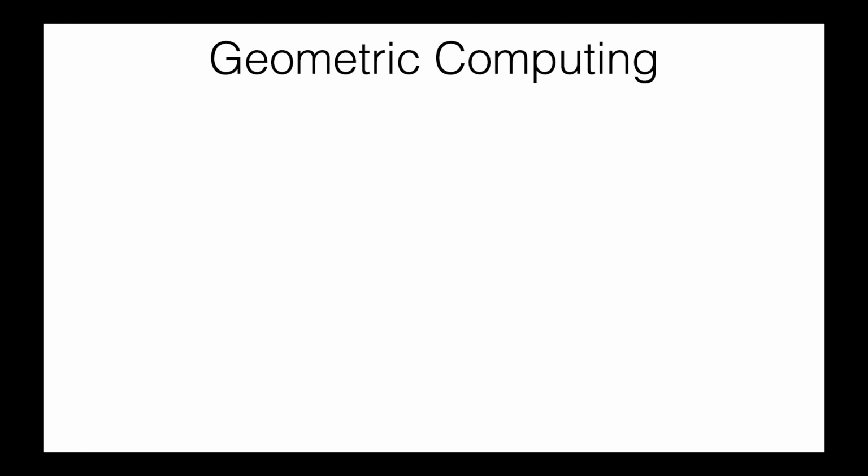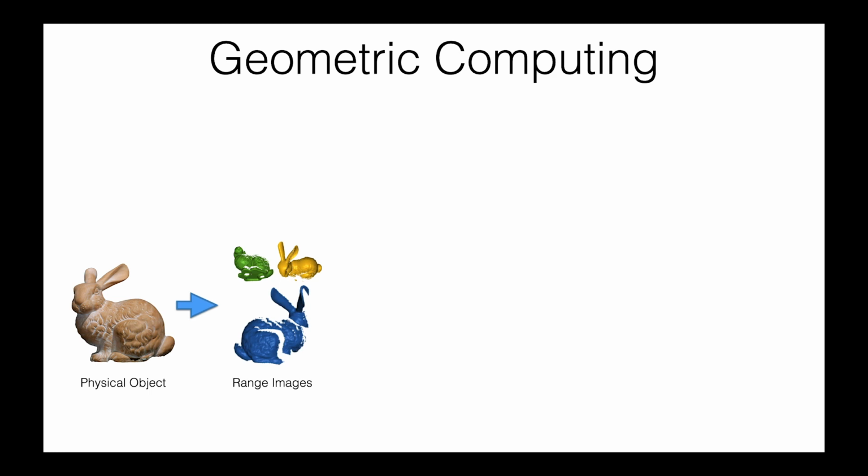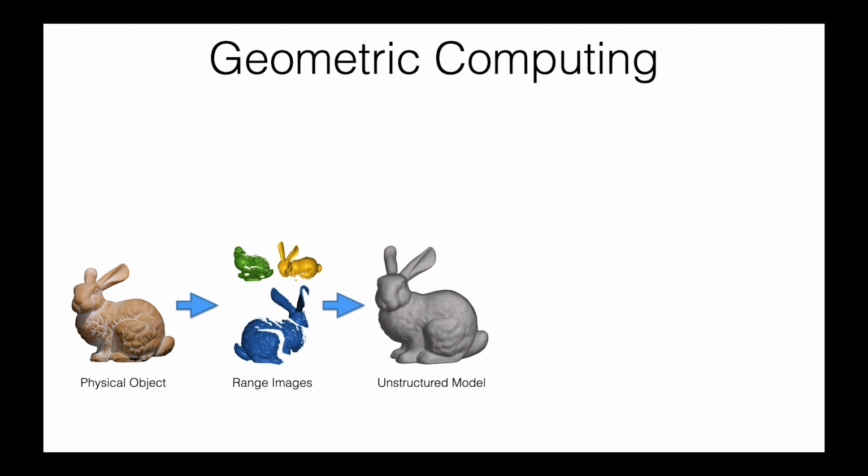Geometric computing involves the entire life of a shape, or the entire process that a shape goes through, starting from the real world when you have a physical object and then you acquire it, to get, for example, a set of range images, which are 2D images where for every pixel, instead of a color, you have a depth. These range images are then consolidated into an unstructured model. In this case, it's a triangle mesh, which is going to be the main focus of this course.